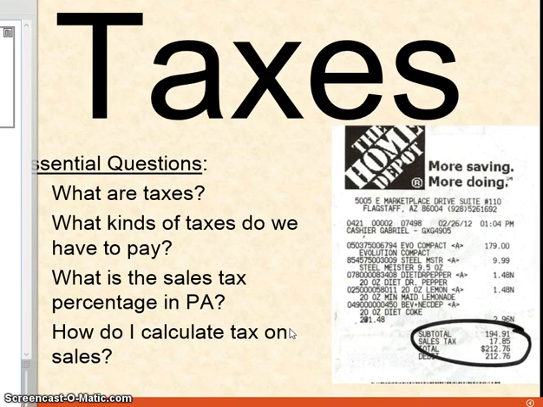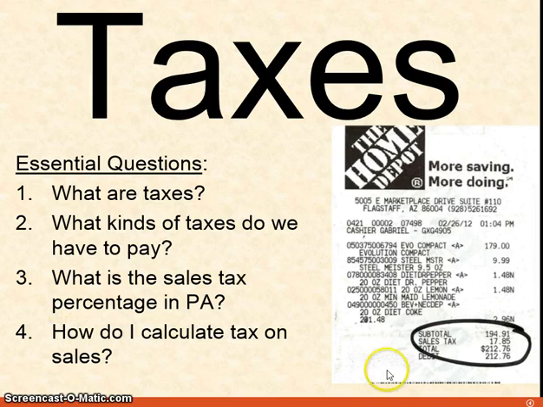All of you have been to a store before, and when you leave the store, you walk out with what's called a receipt. At the bottom of the receipt, you will see some of the things that we're going to be talking about in this lesson. So here we have a sales receipt from the Home Depot. At the bottom, we see a word called the subtotal. That is the cost of your items before tax.